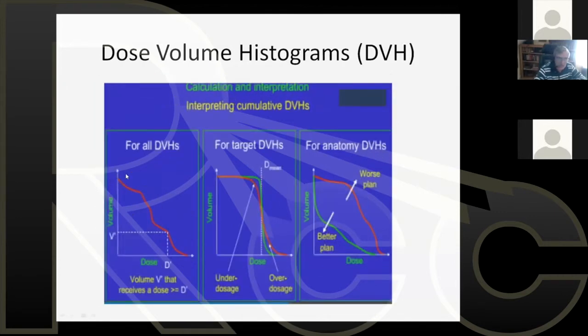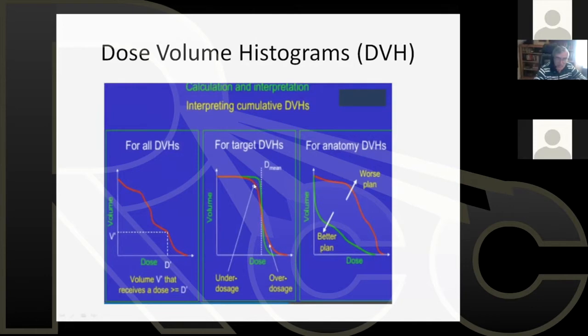Dose volume histograms can take any number of shapes. This is a volume here that receives a dose here. And this would be a poor dose volume histogram for the tumor, but it may be a satisfactory histogram for an organ at risk because it doesn't see maximum dose all the time.